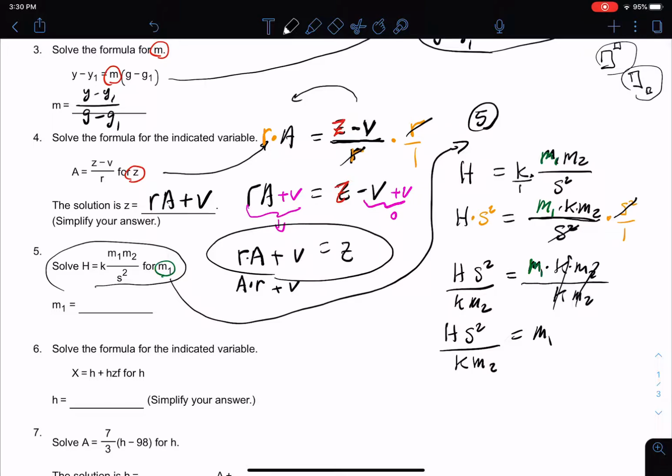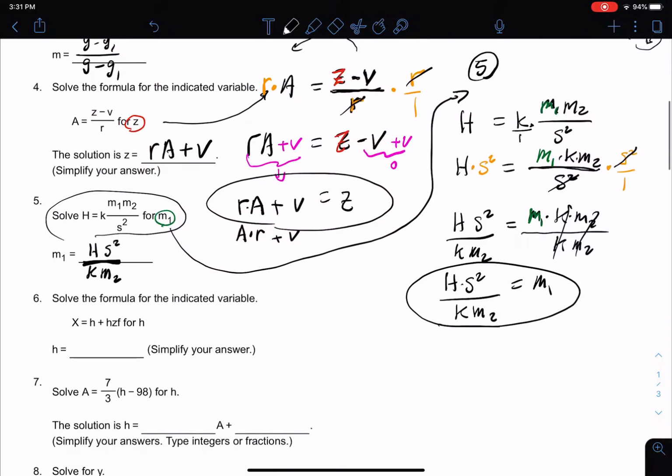Like I said, I tried putting that in a different order because you can with multiplication, and it didn't seem to make a difference. It wouldn't make a difference to me because I believe in the commutative property, but I was just checking the computer's ability to recognize that. So number 5 is going to be H times S squared, all divided by K times M sub 2. All right, let's move on to our next problem.